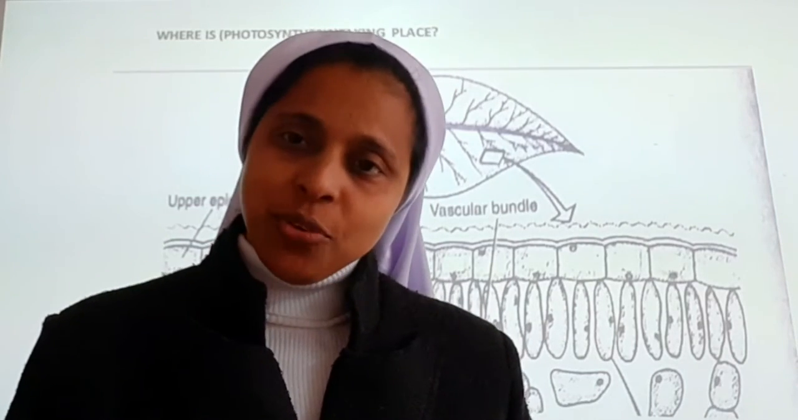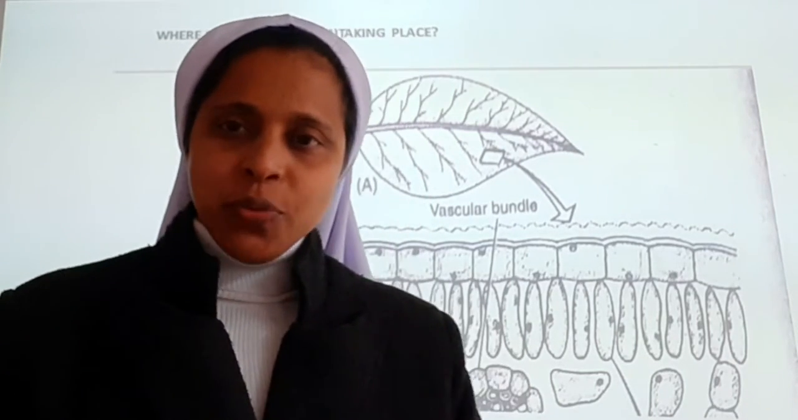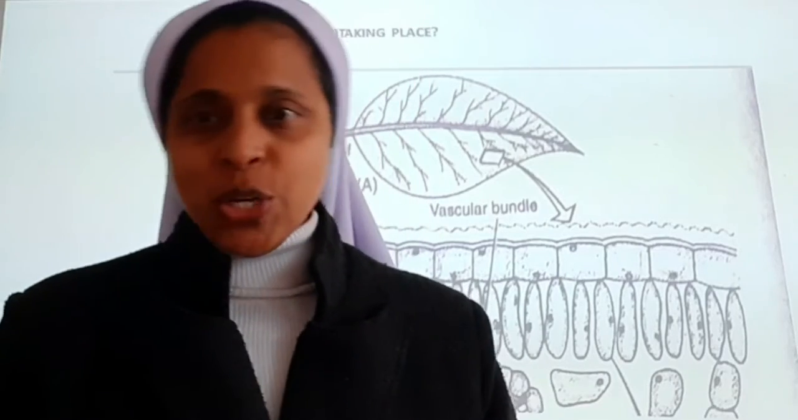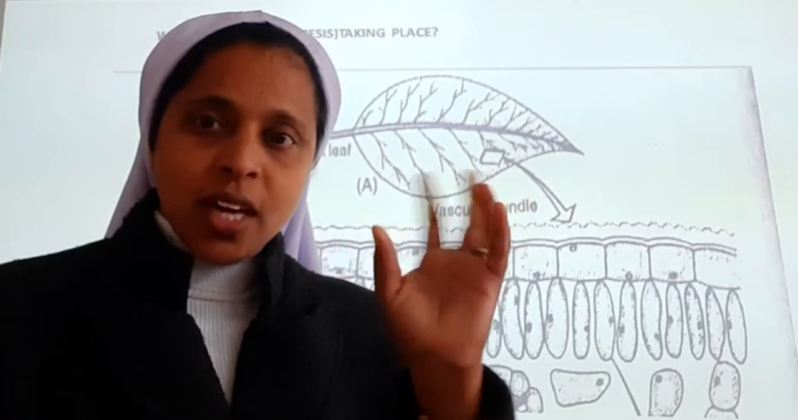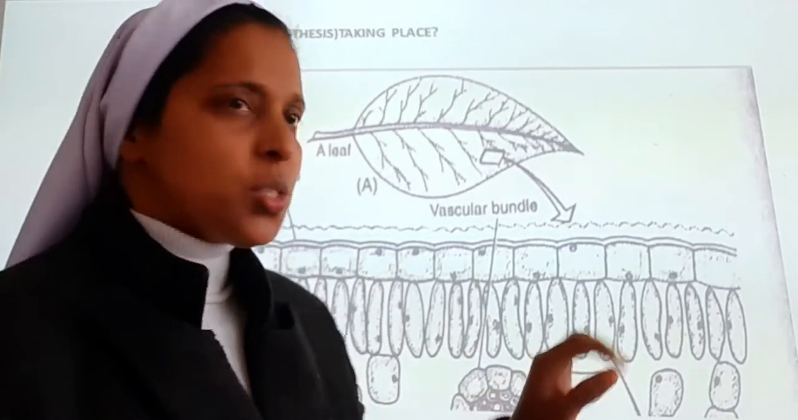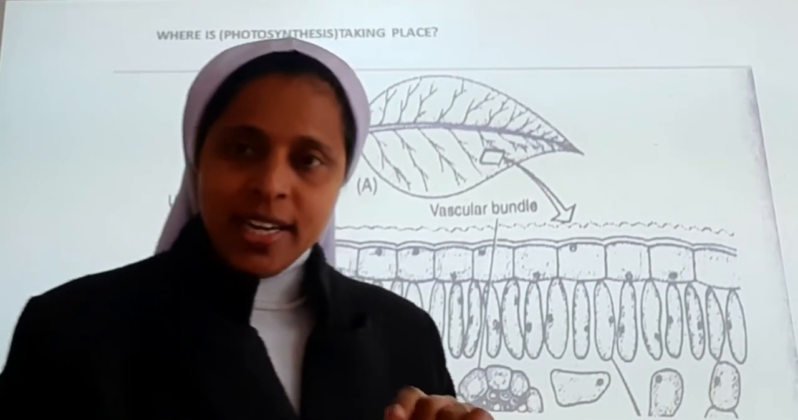The next important question is: where is the photosynthesis taking place? We have already done the practical, the section of the leaf we have taken. So we have understood how the chloroplast is present, how the mesophyll cells are arranged, how the palisade cells and the spongy cells are arranged in the leaf. We have clearly seen through the microscope. Those who have attended the practical have seen.